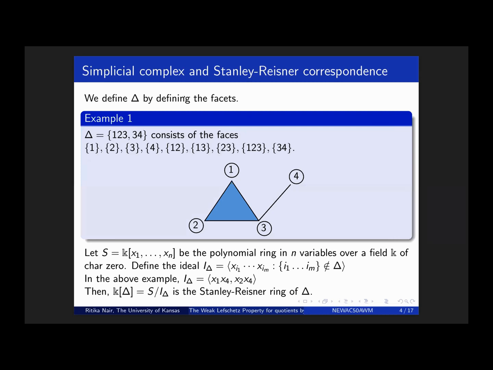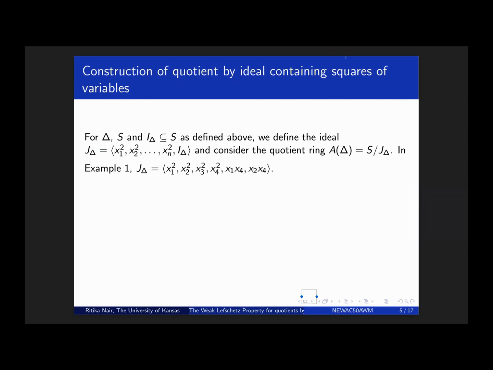Moving further from here, for our project, we slightly modify the Stanley-Reisner ideal. What we do is we take that ideal and we also adjoin the squares of the variables present in it. And thus we are getting a quotient ring, which is actually an artinian monomial algebra. So for example, for the previous case, we had the ideal generated by the monomials x1 x4 and x2 x4. To that, we adjoin the squares of the variables as well.